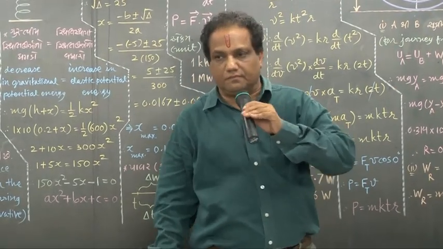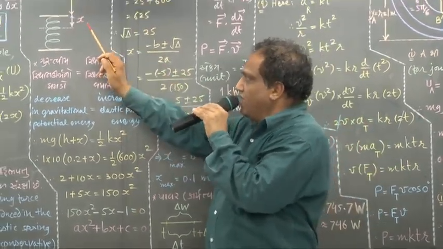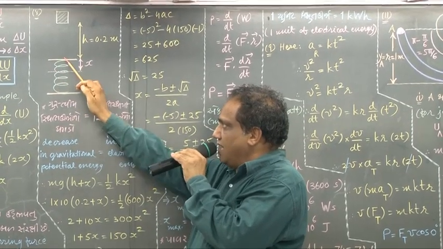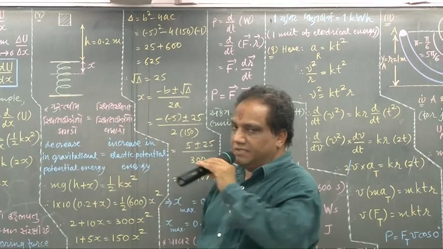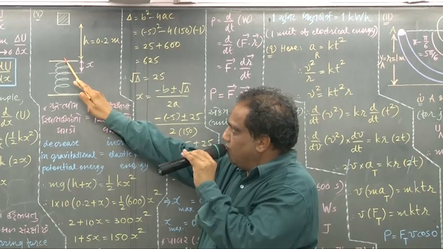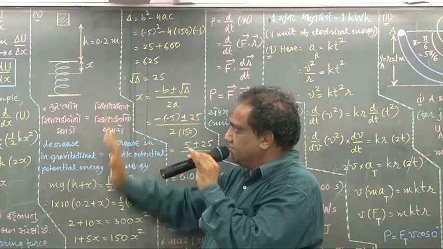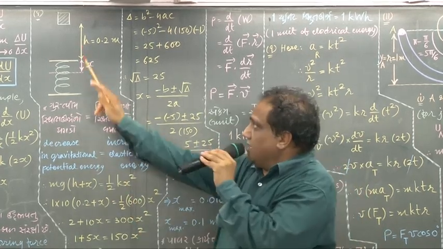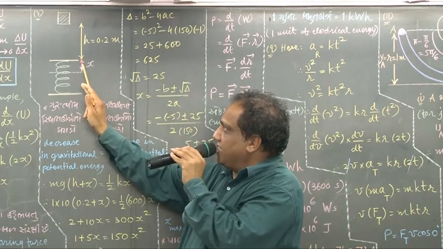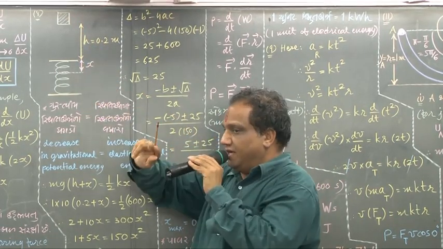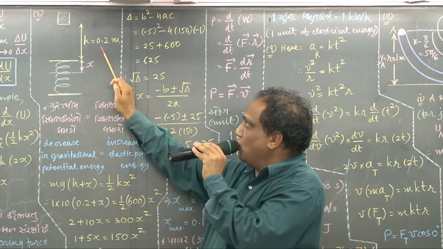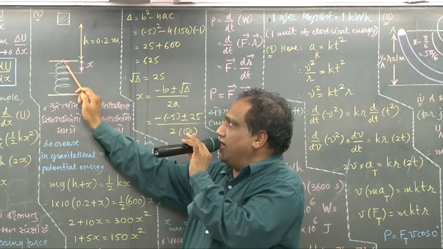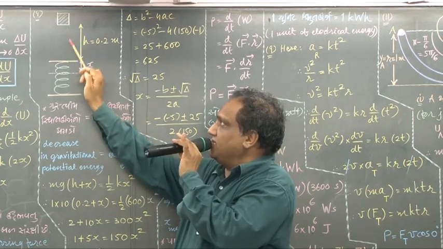Look, we have one elastic spring which is held vertically between two plates. It is in equilibrium at present. Now a block at a height of 20 centimeters, 20 upon 100, 0.2 meter, is located above this plate by 20 centimeters height.